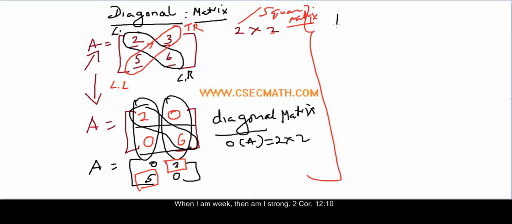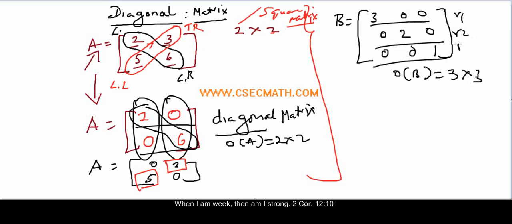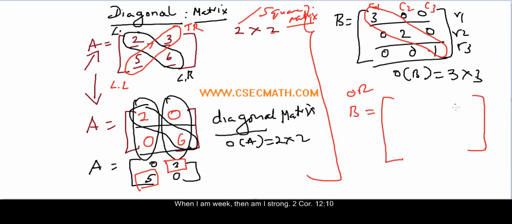Another illustration can be a matrix of this fashion, say 3, 2, 1. The other elements are just zeros. The order of this matrix is 3 by 3. That is to say that it has 3 rows, row 1, row 2, row 3, and 3 columns, column 1, column 2, column 3. But the elements are just featured along its diagonal. So this matrix can have elements either in this fashion, or this is also another way of representing the diagonal matrix.